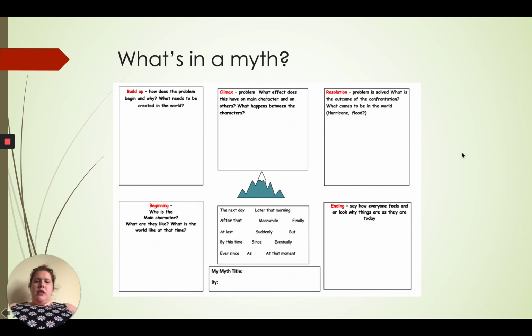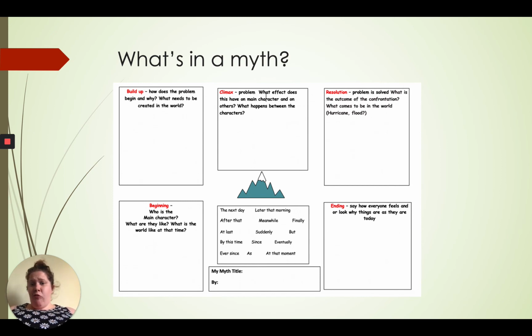on the sheet I've attached onto the website, there's this little map. And I want you to plan your story. Because tomorrow we're going to be writing it. And you're going to need to have a really decent plan to be able to write it. You're going to have to think about how the problem begins and why, the build-up, what needs to be created in the world, the beginning, who is the main character.